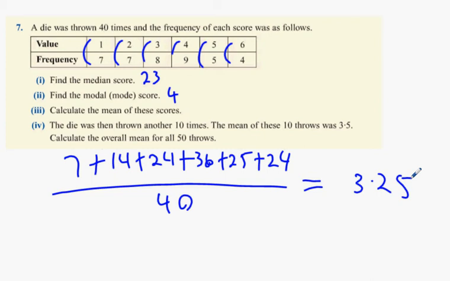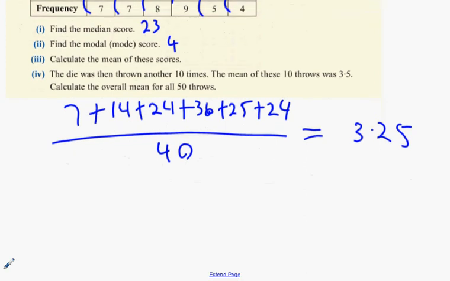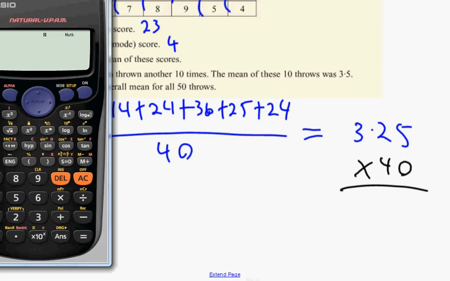Now, the die was then thrown another 10 times. The mean of these 10 throws was 3.5. Calculate the overall mean for 50 throws. So, here's the problem. If I multiply 3.25 by 40, what happens? It's like an undo button. It gives me the total of the scores as opposed to the average.